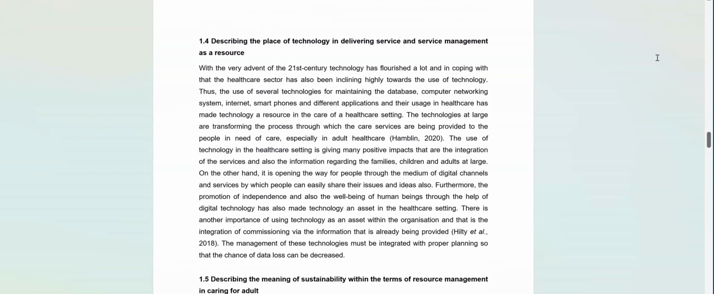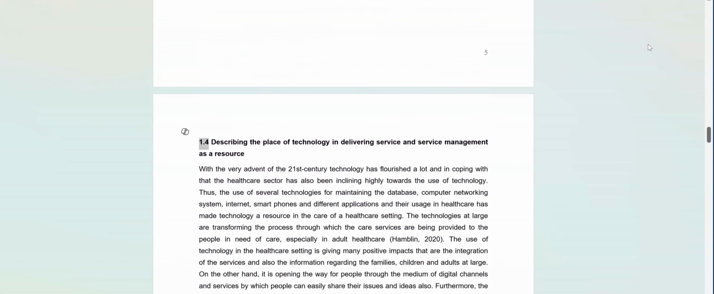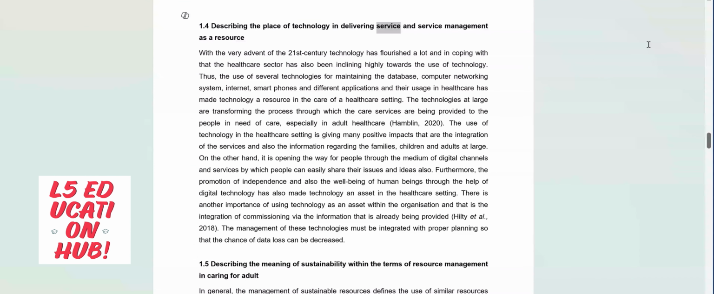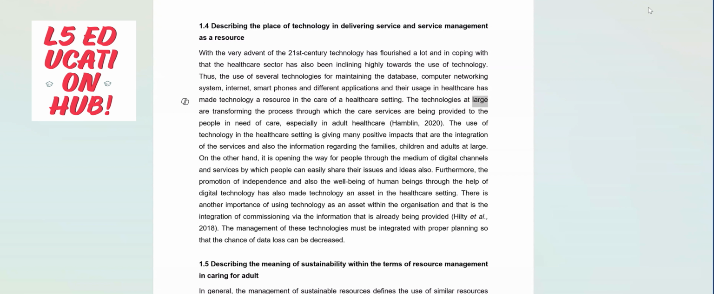1.4 Describing the place of technology in delivering service and service management as a resource. With the advent of the 21st century, technology has flourished a lot, and in coping with that, the healthcare sector has also been inclining highly towards the use of technology. Thus, the use of several technologies for maintaining databases, computer networking systems, the internet, smartphones, and different applications in healthcare has made technology a resource in the care of a healthcare setting. The technologies at large are transforming the process through which care services are provided to people in need of care, especially in adult healthcare.